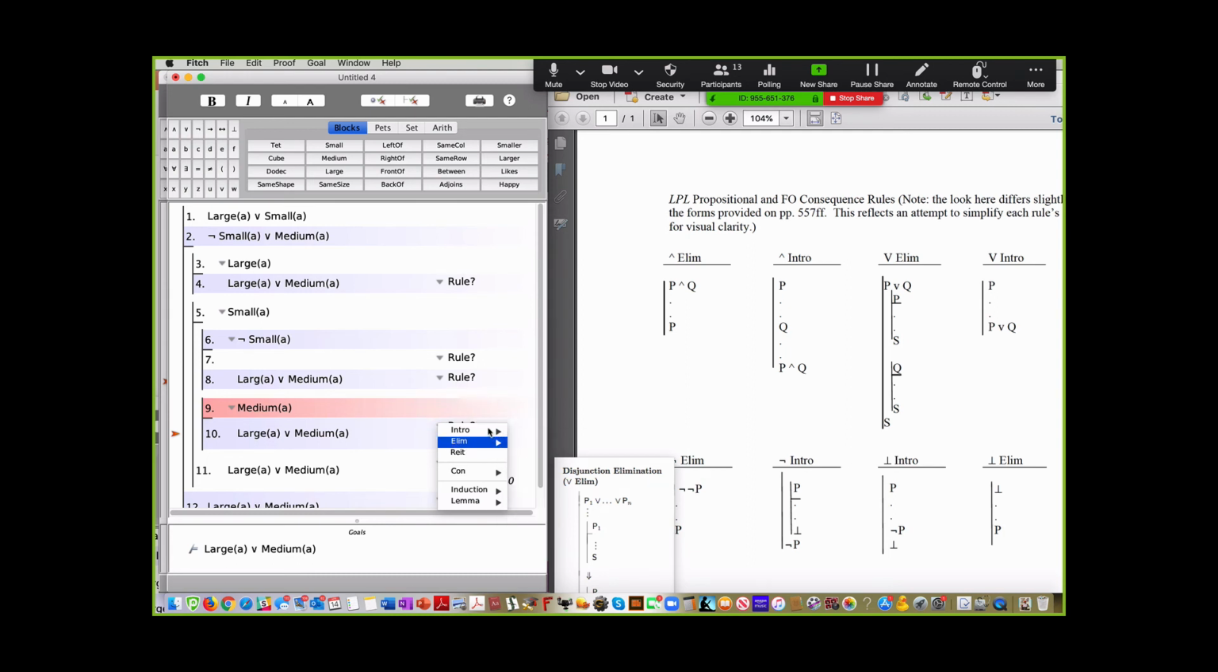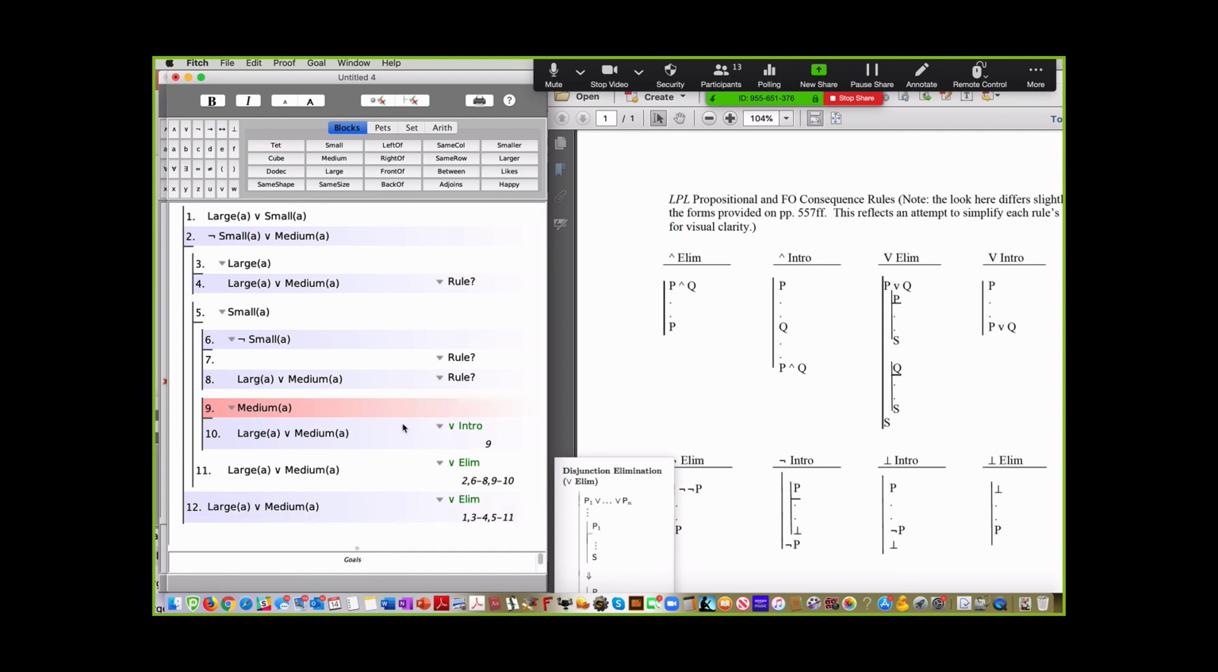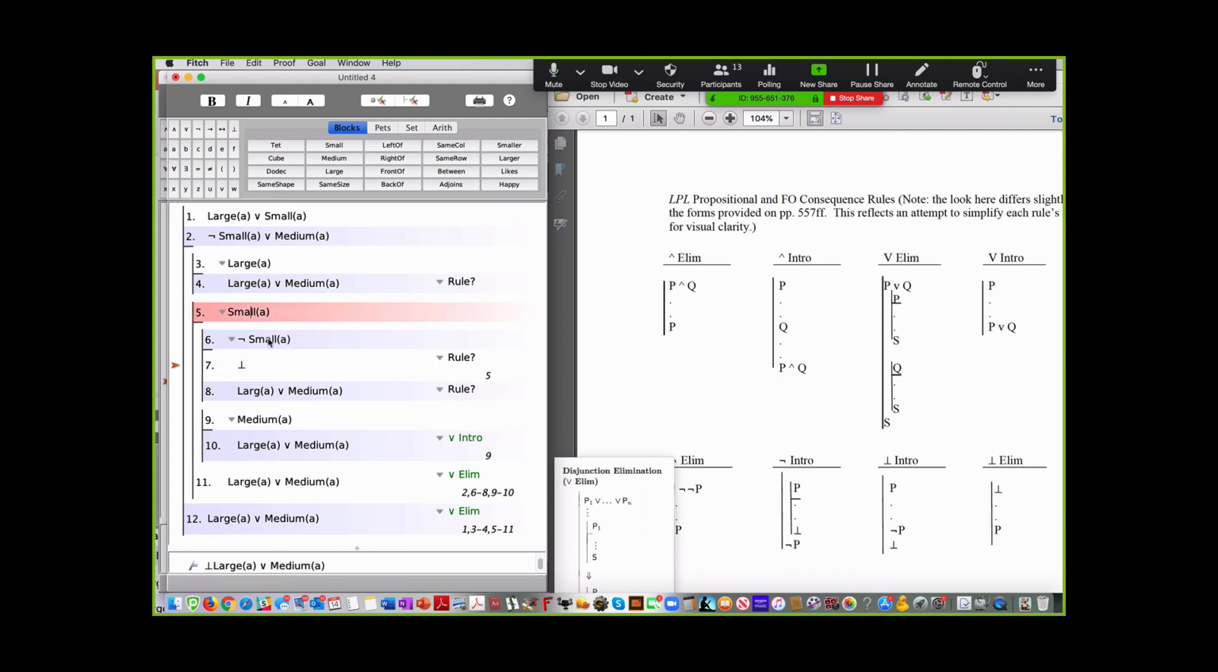Oops. Come on. For some reason, my computer is moving a little slowly. Okay. Sorry, guys. I don't know why, but my machine is just getting sluggish all of a sudden.